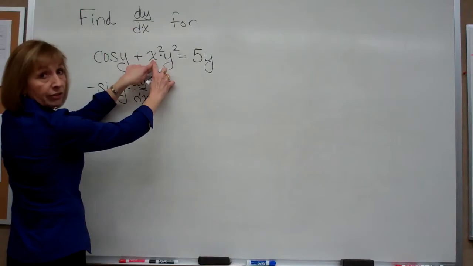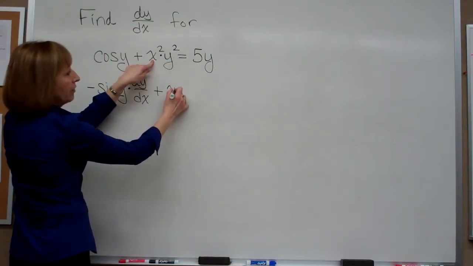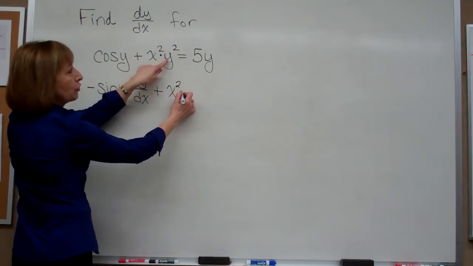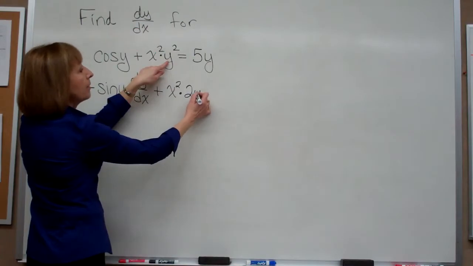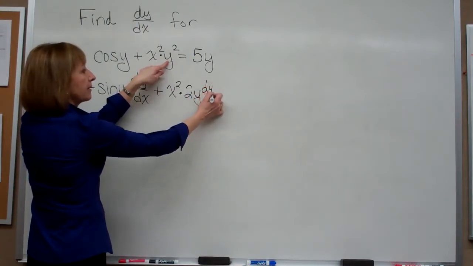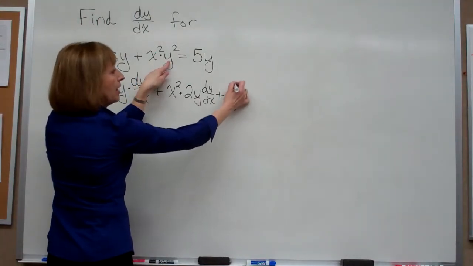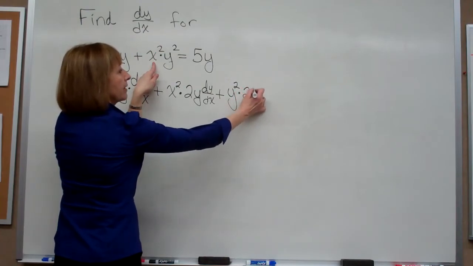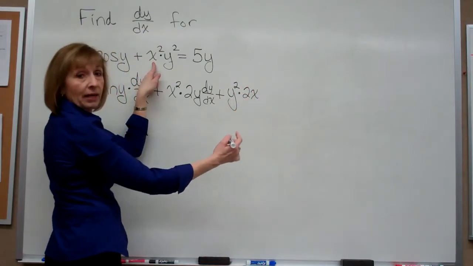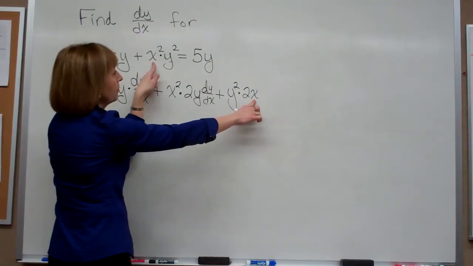So my first factor is x squared and my second factor is y squared. So my first factor, x squared, times the derivative of my second factor, so that's 2y, but it's y, so dy/dx, plus the second factor, y squared, times the derivative of the first factor, 2x. And I didn't put a dy/dx here because it's the independent variable that we were differentiating with respect to.